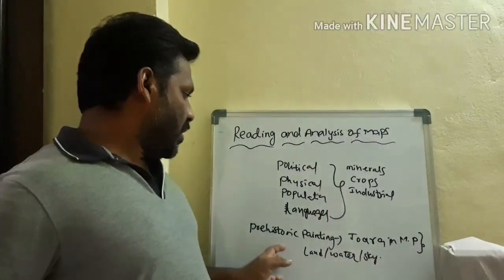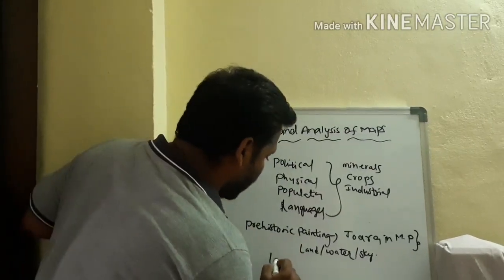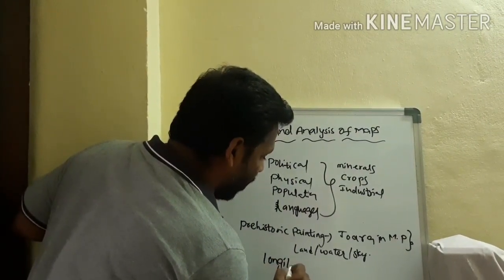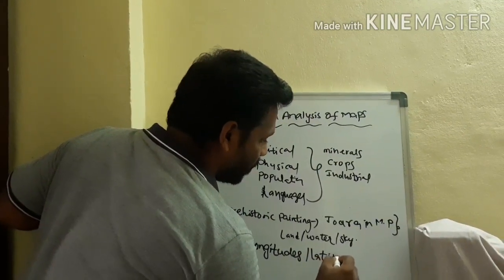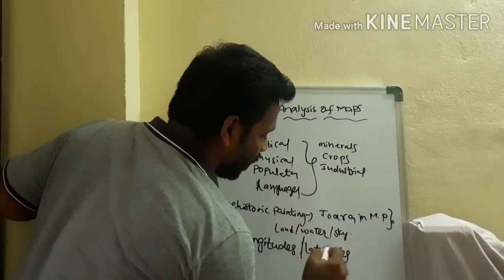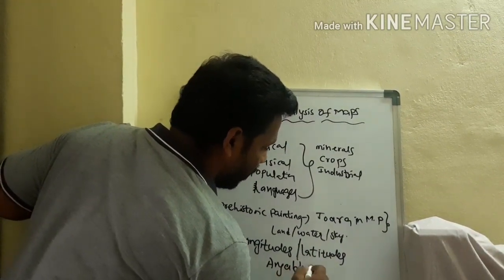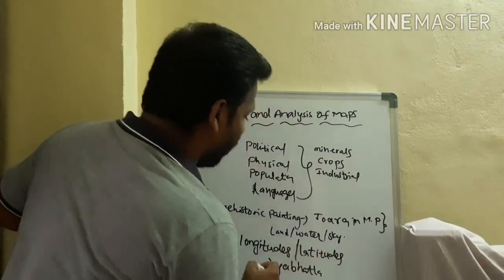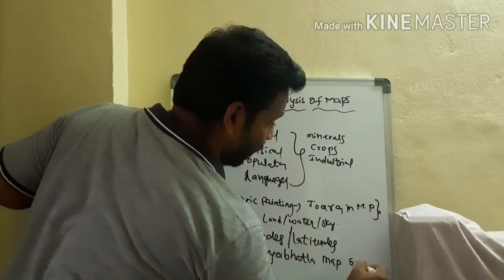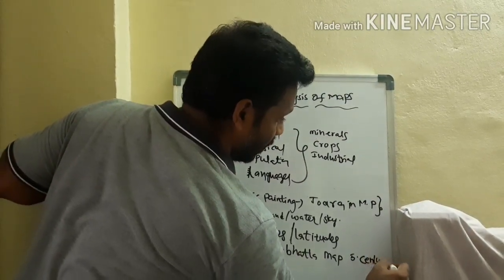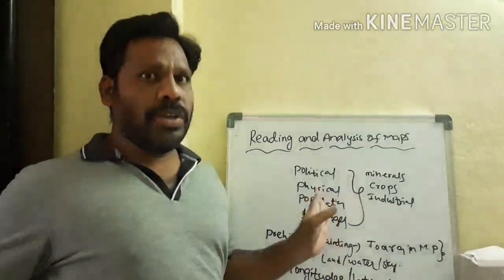Like this, we can find prehistoric paintings in our country. With the help of longitudes and latitudes, Aryabhatta, I think all of you know the name Aryabhatta, prepared a map in the 5th century, but not exactly accurately.